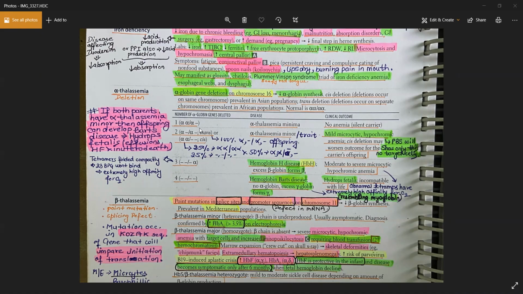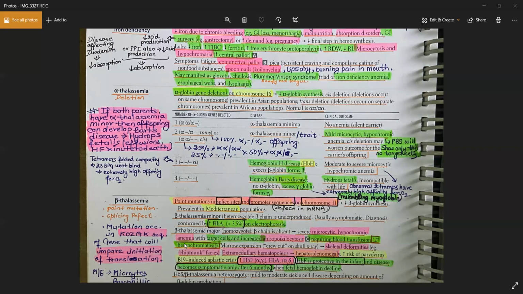So this is all about alpha thalassemia. Any doubt? Will gamma 4 and beta 4 both behave as myoglobin? Yeah, both can behave as myoglobin. Okay, got it. Thank you.